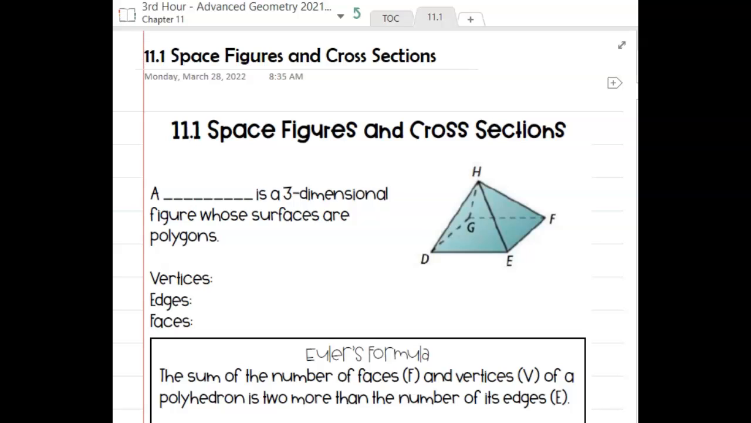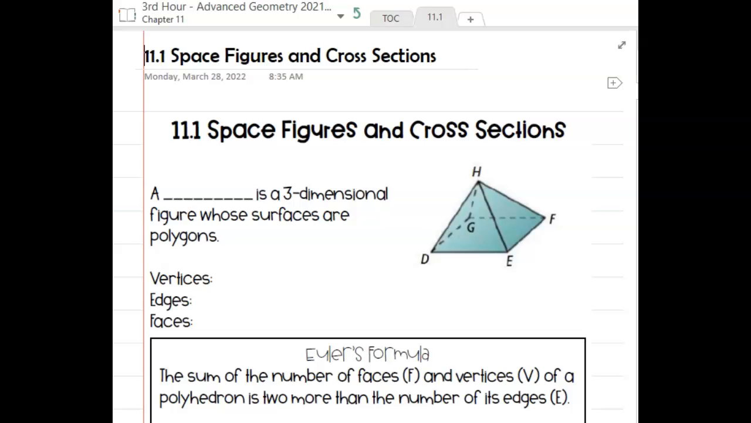All right, so we are getting into chapter 11 today. This was the chapter that I really wanted to get to before the state assessments because there's a lot of this kind of stuff that I think you'll probably see on the state assessment. Chapter 11 is about volume and surface area of figures. So we're just going to talk about three-dimensional figures today, talk about some of the vocabulary of the different parts of them, and then we'll get into surface area.